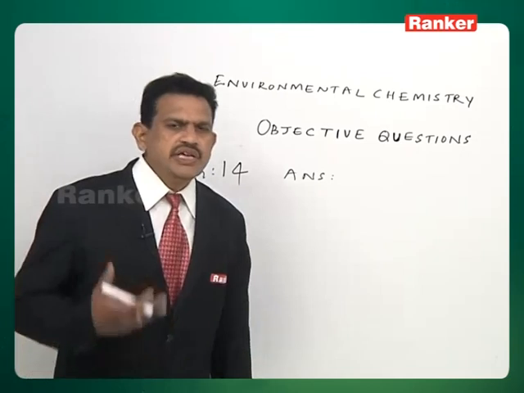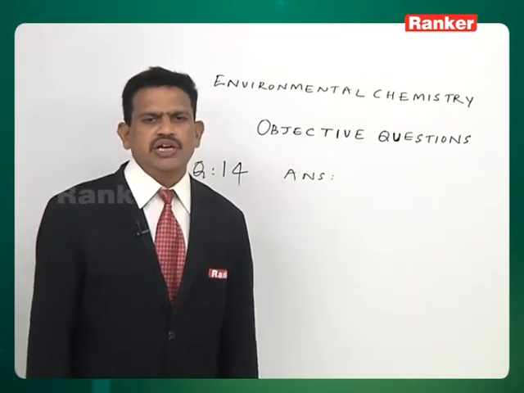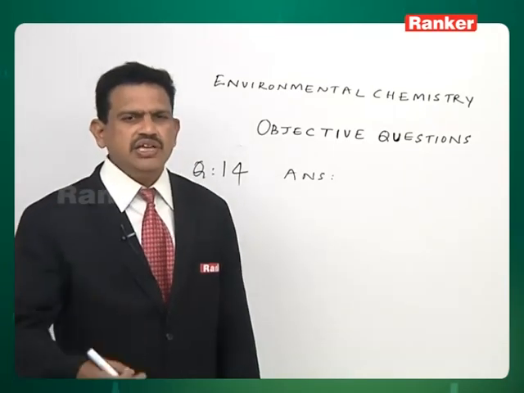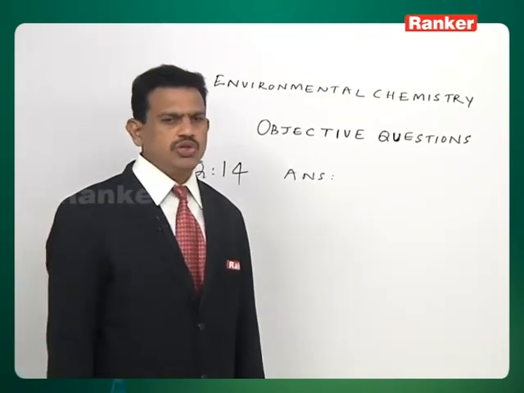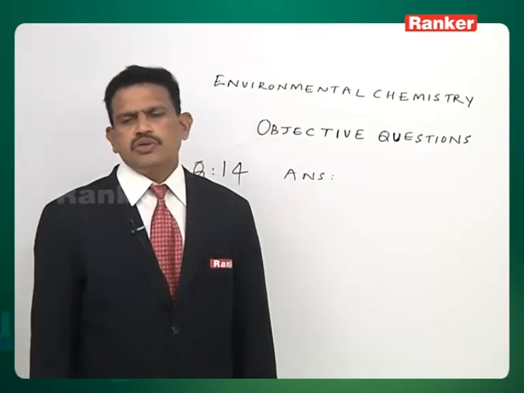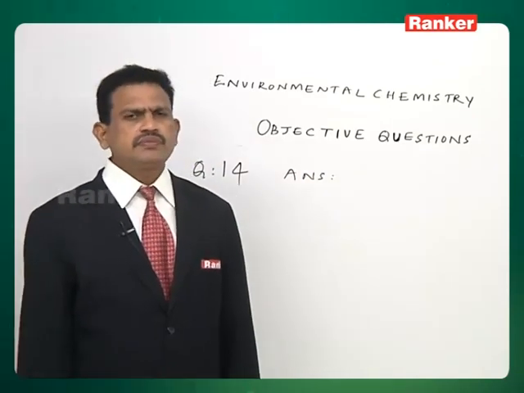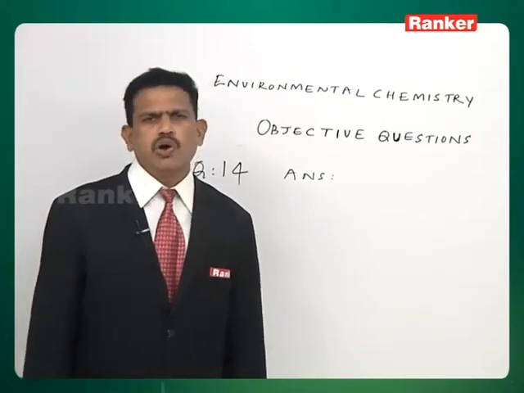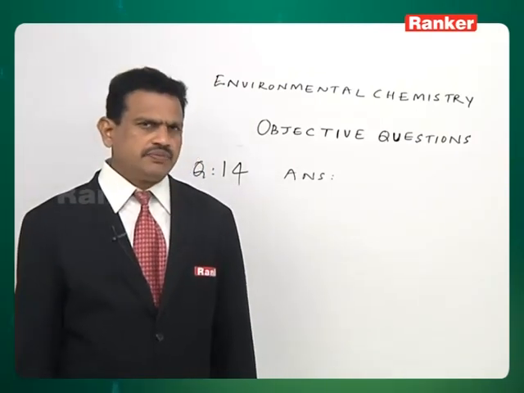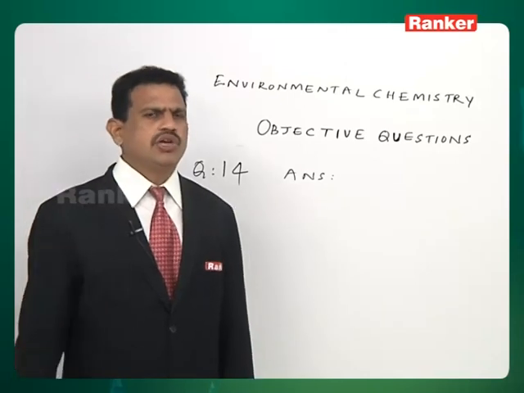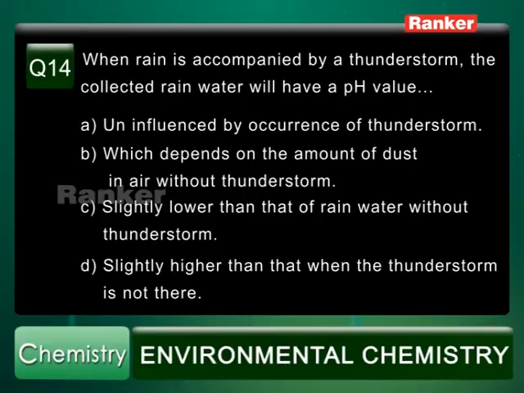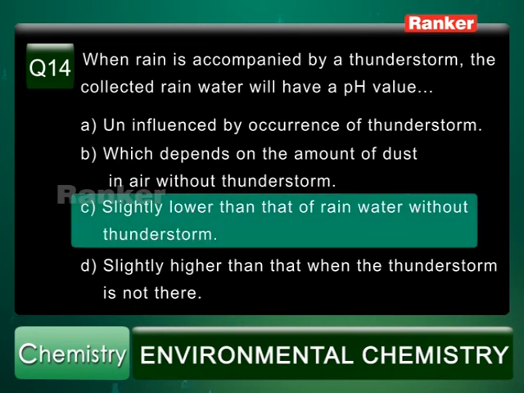So when rain is accompanied with a thunderstorm, the collected rainwater has a pH value. It might be slightly lower than that of rainwater without thunderstorm. So if this is not acidic rainwater and is a pure one, it should have a pH of 7. And the collected rainwater may have a little low pH value, so we can go for option C for this question here.